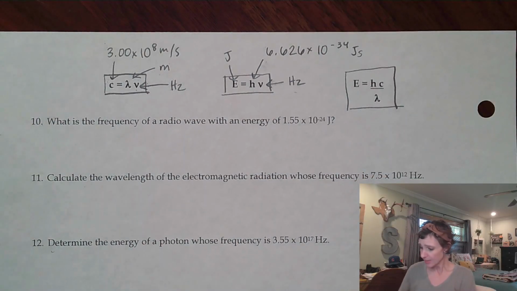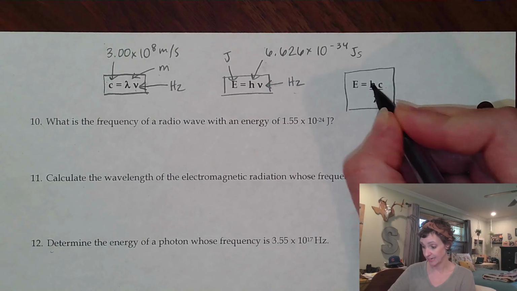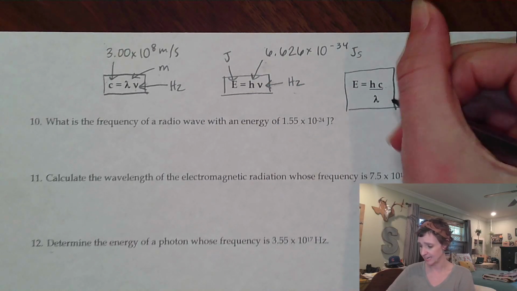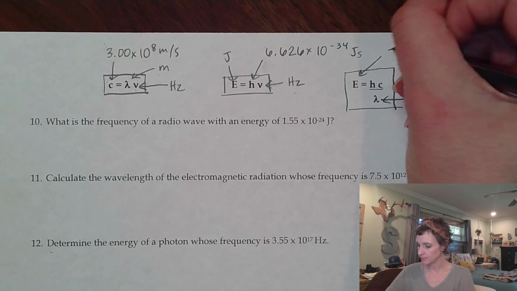Anyway, okay. And the units for all of these things are the same. Once again, these two are your constants, your Planck's constant and your speed of light constant. Once again, wavelength is in meters and energy is in joules, okay?